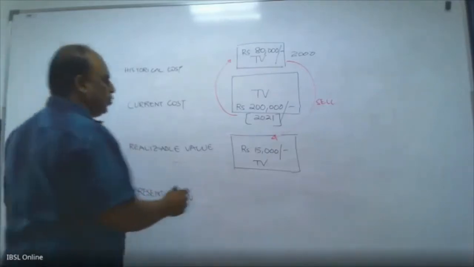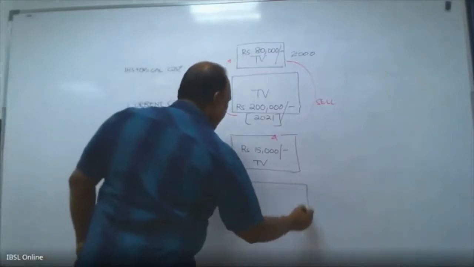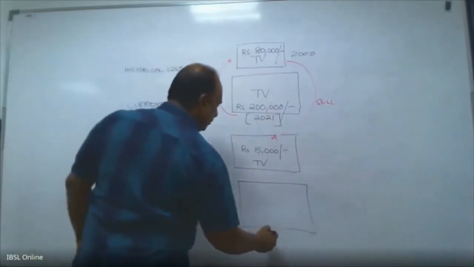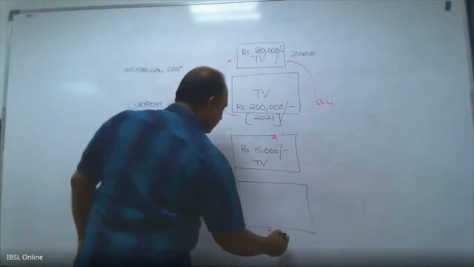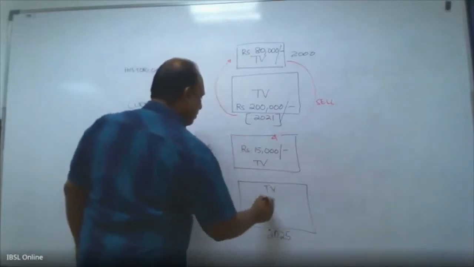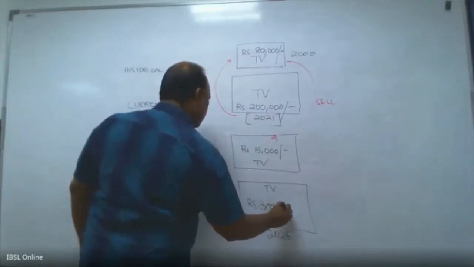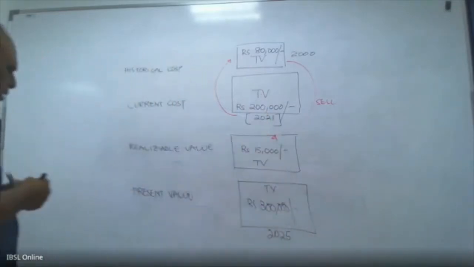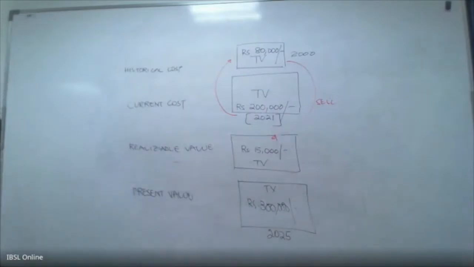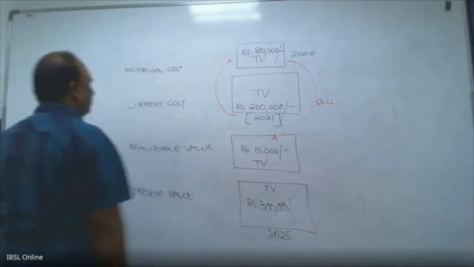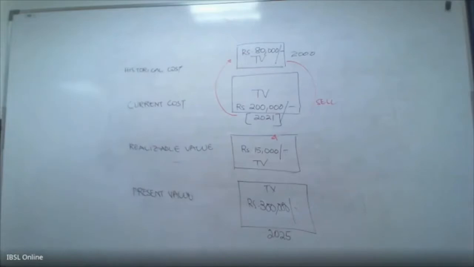Right? So what if you buy a TV after another 5 years? Let's say 2025. So let's say the TV will be 300,000. I'm talking about the same similar TV with different features without differentiating the TVs. So I'm trying to make it in a nutshell, this whole example. What if I buy it in another 5 years time?